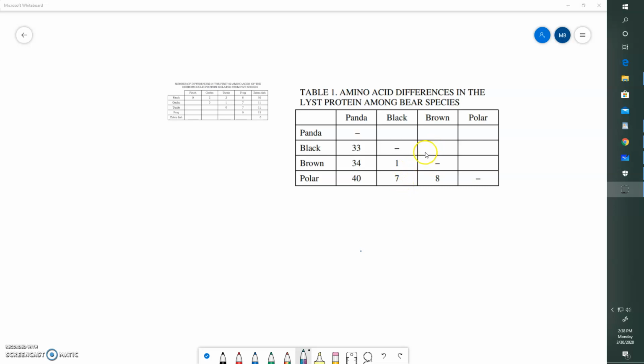And the brown bear is going to have 34 differences with the panda, 1 difference from the black bear, and then 8 from the polar bear. The largest difference of any of them is the panda bear, my bad, and so the panda is going to be the out group. So you'd write panda there. I don't have any characteristics to write in this one. It's just organizing as you would.